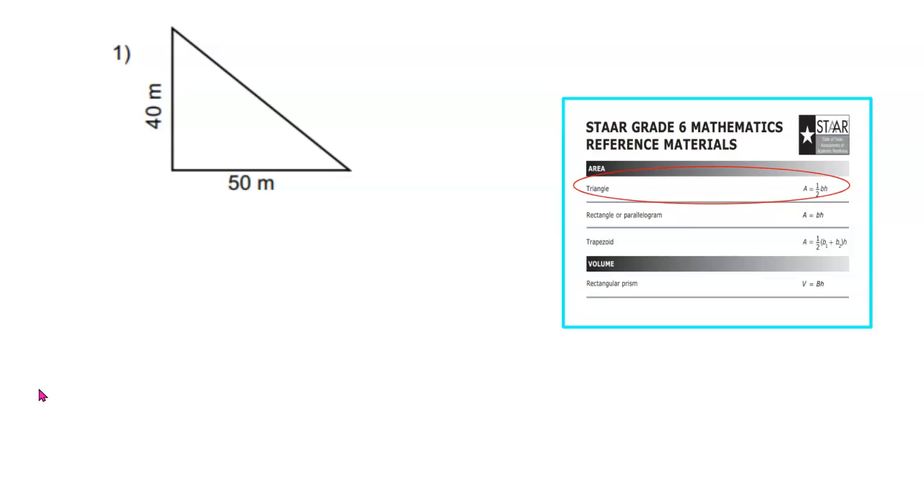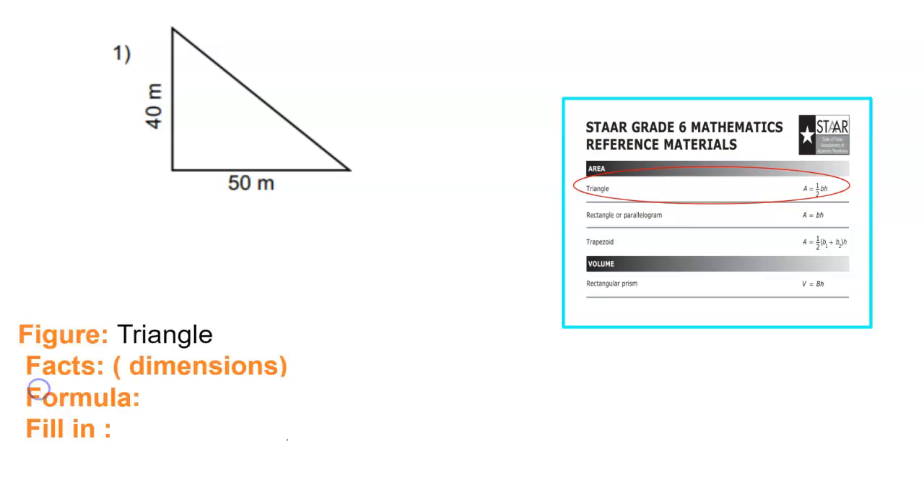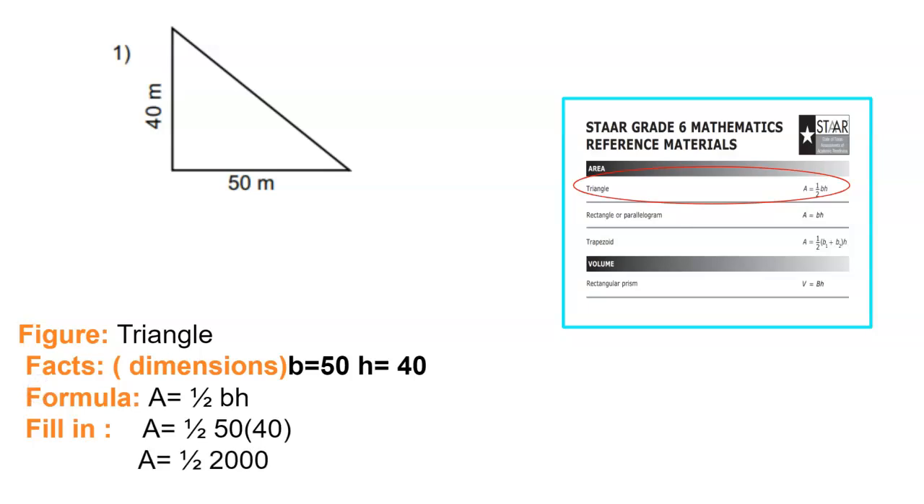Alrighty, let's discuss. We know the figure is a triangle. Our dimensions, our facts, is that the base is 50 and the height is 40. The formula is area equals 1/2 base times height. If I fill in that formula, that's 1/2 50 times 40. We know that 50 times 40 is 2,000, and half of 2,000 is going to give us 1,000 centimeters squared.